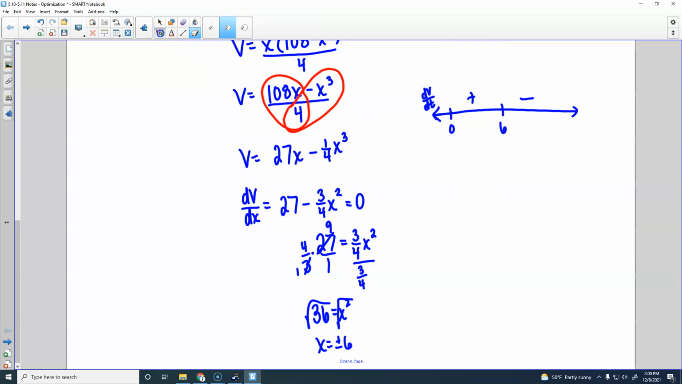So since we go from positive to negative, 6 is going to be our maximum, or where our maximum will occur.